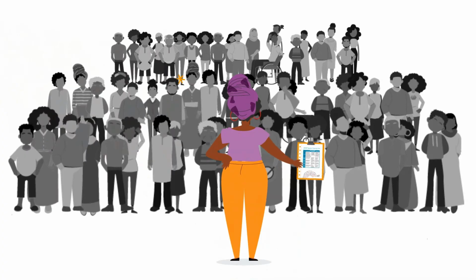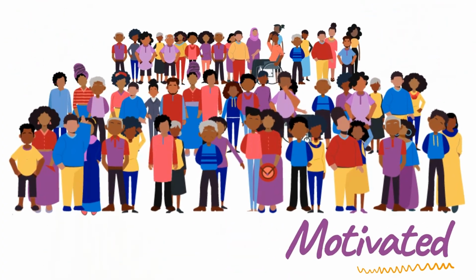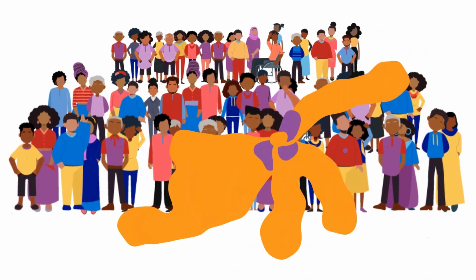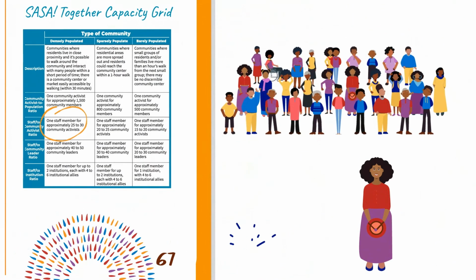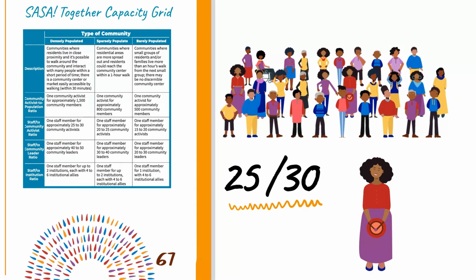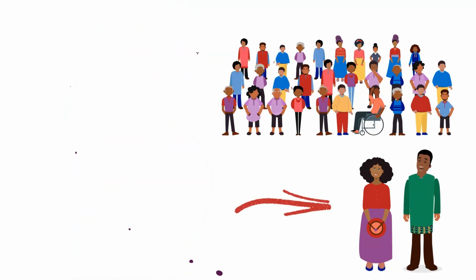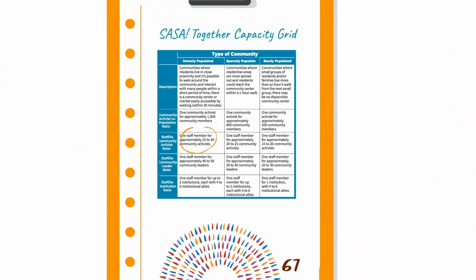To avoid this, Grace wants to plan for enough staff to provide regular mentorship and support to keep activists feeling motivated. She plans 1 full-time member of staff in her densely populated area to regularly visit and support 25 to 30 community activists. Since she has 60 community activists, she will need 2 full-time members of staff to support them. Now that Grace has figured out how many staff and community activists she needs, she moves on to community leaders.